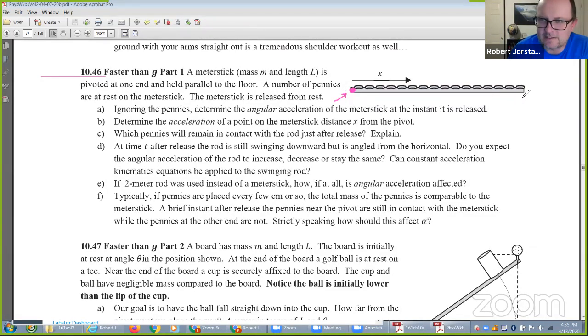Great. And now this is what's crazy. We're going to release this thing from rest. So you can imagine you're holding your finger under here, and then all of a sudden you let go of it and something bizarre happens. So that's what we want to study here. If we ignore the pennies completely, so just forget about the mass of the pennies, they're roughly uniformly distributed, hopefully it's negligible. But what I want to do is determine the angular acceleration of the meter stick at the instant it's released.